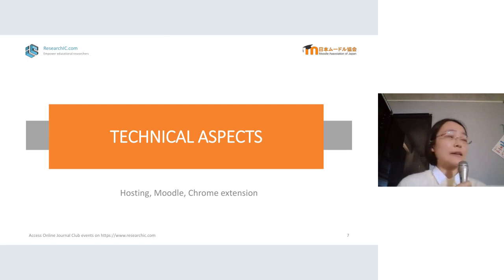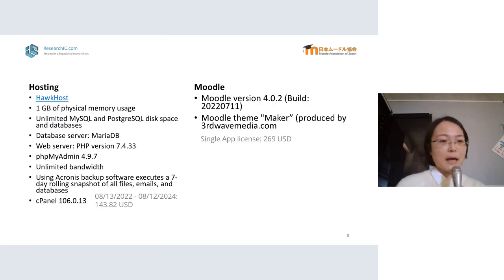Let's talk about the technical aspects. I use Hawkhost, which I have used since I was in Hong Kong, so I'm very familiar with their hosting service. I use it with a budget of about $143 for 2 years of hosting. I use Moodle version 4.0.2 to build this platform, and I purchased a single app license to make the Moodle platform appear a little more user-friendly. The theme is called Maker.